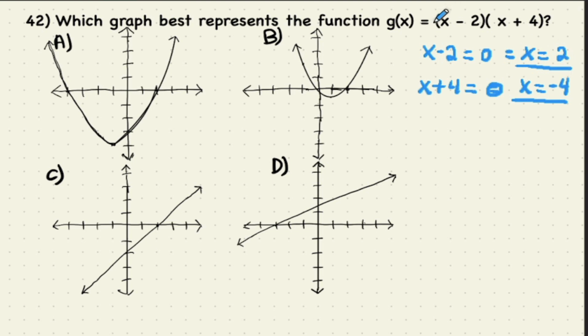So we're going to have a parabola. So what we're going to do is eliminate answer choices C and D because these are not parabolas. So now let's take a look at answer choice A. Well, we can see that with this parabola, we have the x value at negative 4 here, and then we also have x value at positive 2. So this is the correct answer choice A. So let's move on to number 43.